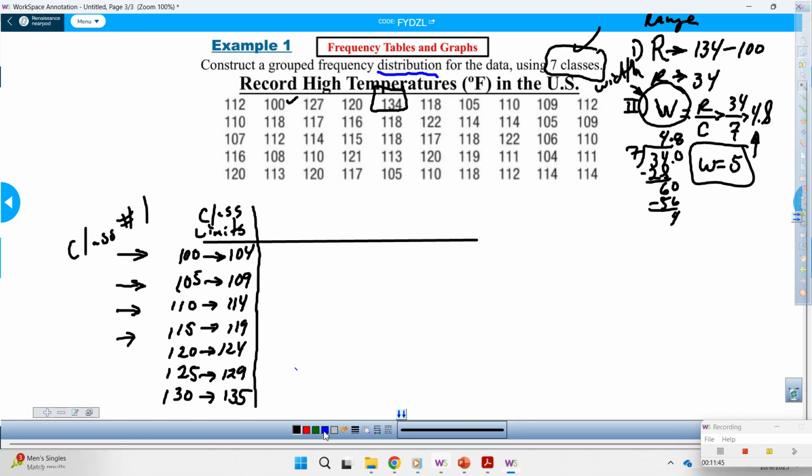Next, I'm going to change colors just so that we can see the difference. Next column is class boundaries. Class boundaries.